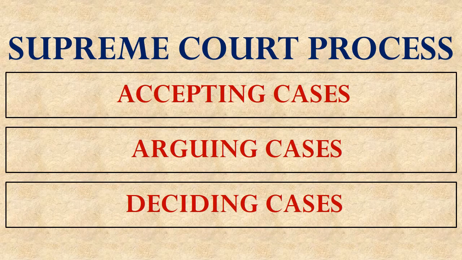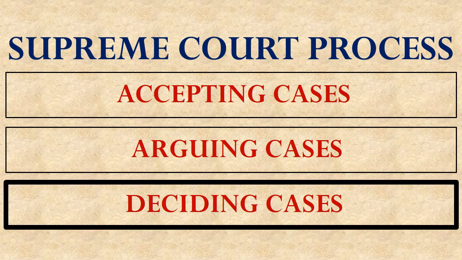In the previous couple lessons, we talked about the process that the Supreme Court goes through in deciding a case. Two lessons ago, we talked about what they do to accept a case. Last lesson, we talked about the process of arguing a case before them. In this lesson, we'll now talk about how they decide the cases.